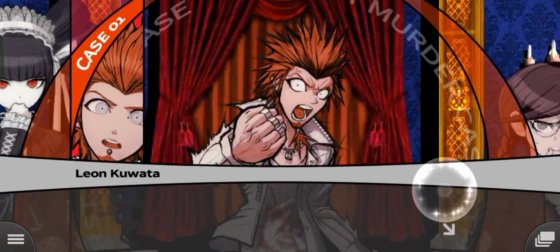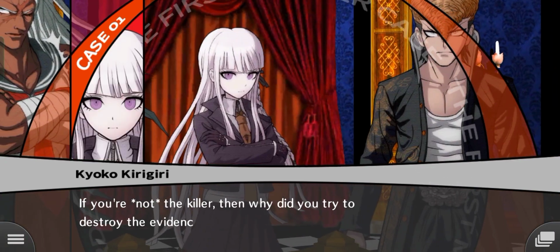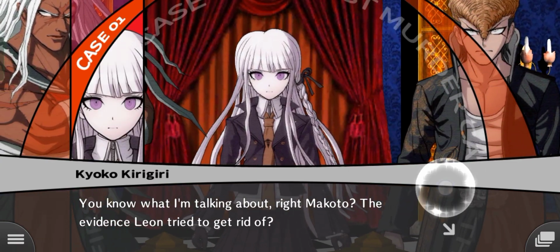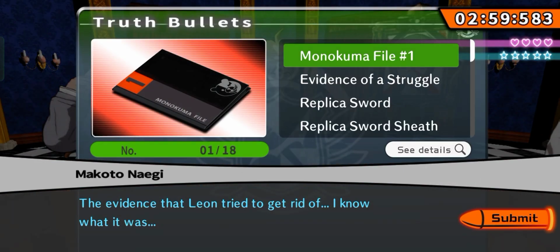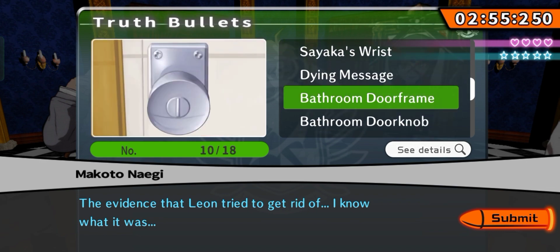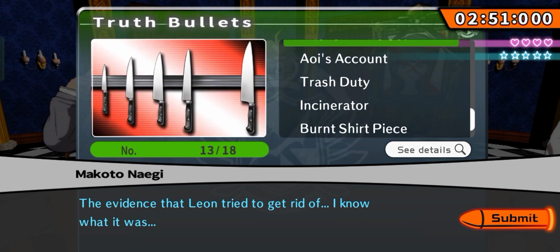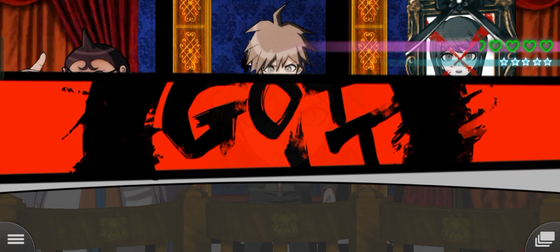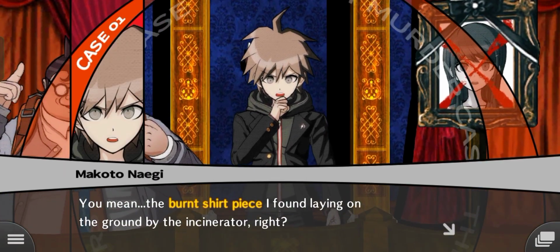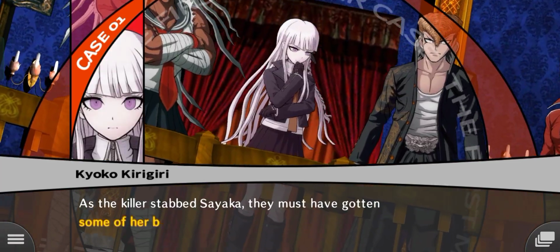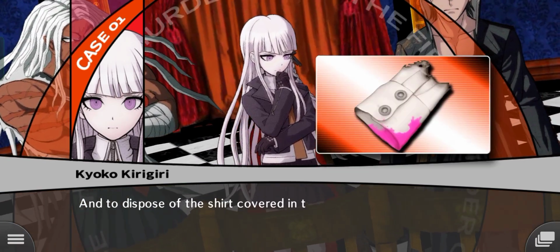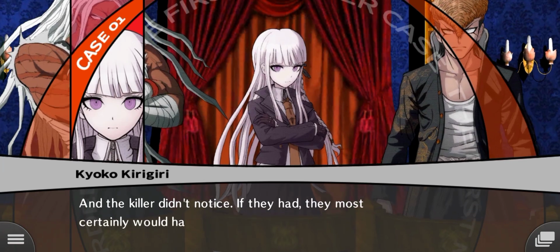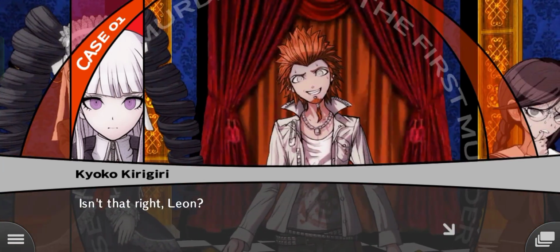That sounds like one hell of a stretch to me. I'm the killer? You can't just go and say shit like that. If you're not the killer, then why did you try to destroy the evidence? You know what I'm talking about, right, Makoto? The evidence Leon tried to get rid of? I got it! You mean the burnt shirt piece I found laying on the ground by the incinerator, right? As the killer stabbed Sayaka, they must have gotten some of her blood on them. And to dispose of the shirt covered in the victim's blood, they threw it into the incinerator. But one piece burned off and got left behind. And the killer didn't notice. If they had, they most certainly would have panicked. Isn't that right, Leon?